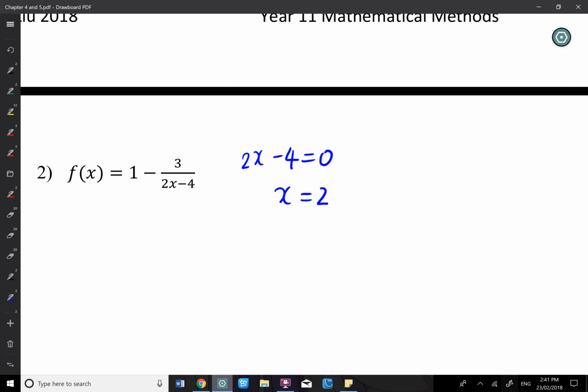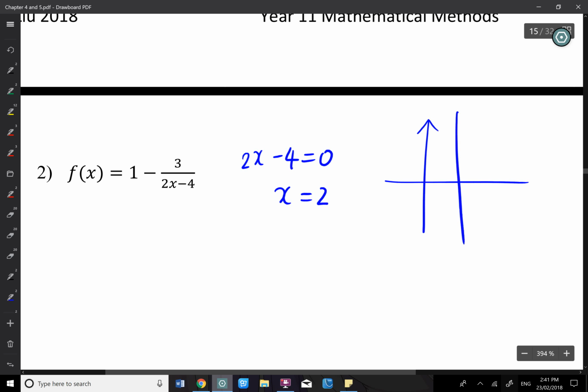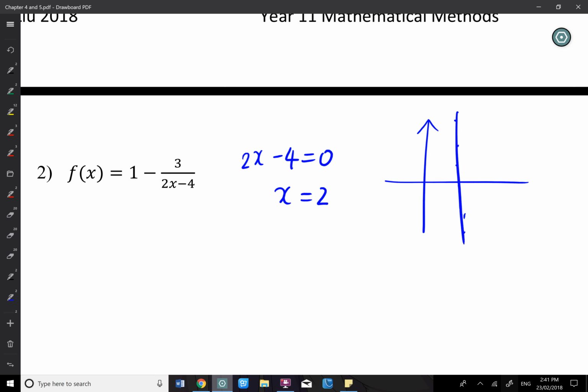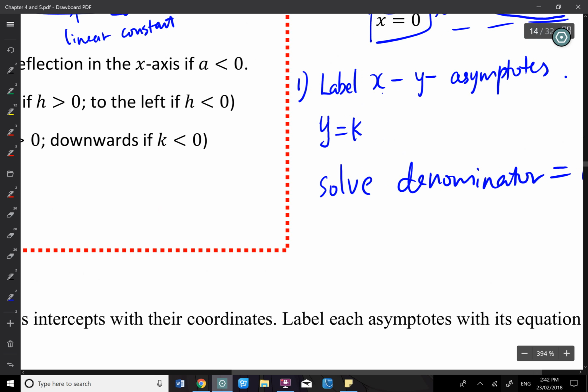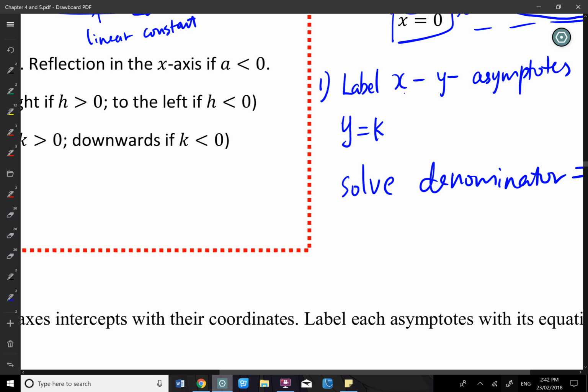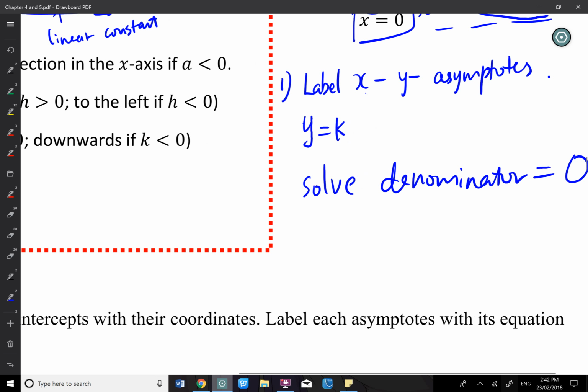X equals 2 means a line. All the coordinates on this line have x equals 2. Does that mean that in the general equation for a hyperbola, your k value would be the horizontal value? Yes, it will be the horizontal value. Okay, let's go back. That's the first step: we see what the two asymptotes are.